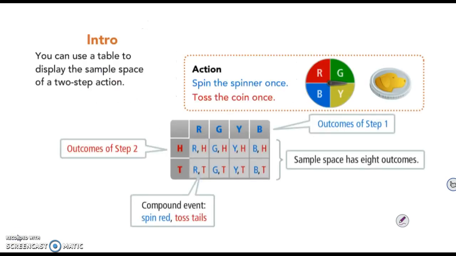We can use a table to display the sample space of a 2-step action. For example, if our action is to spin the spinner once and toss the coin, we can use a table to show the possible outcomes. The outcomes of step 1 are listed at the top of our table. As you can see, we have a spinner that has the options of red, green, yellow, and blue. So those outcomes have been written at the top of our table. On the side of our table, we have the outcomes for step 2, which is tossing the coin, and that gives us heads or tails. The sample space has 8 possible outcomes.